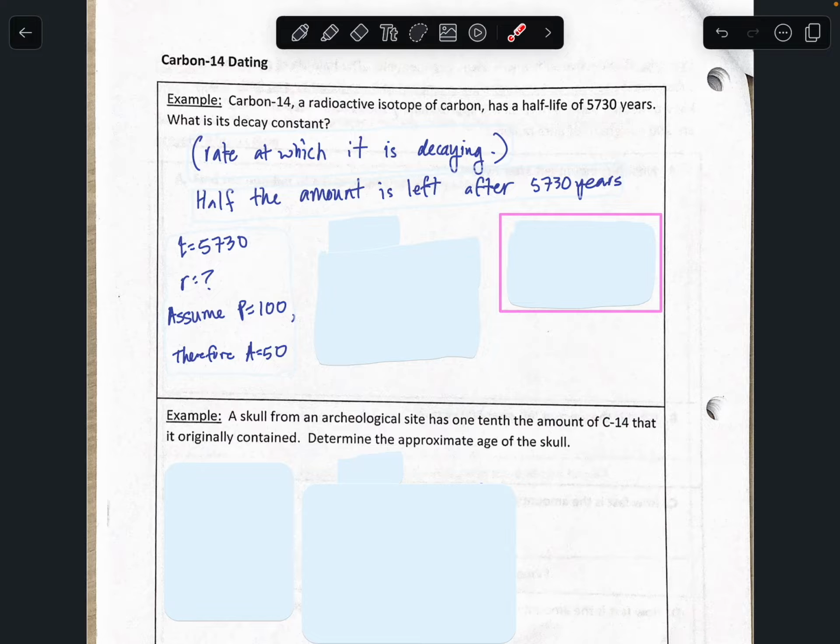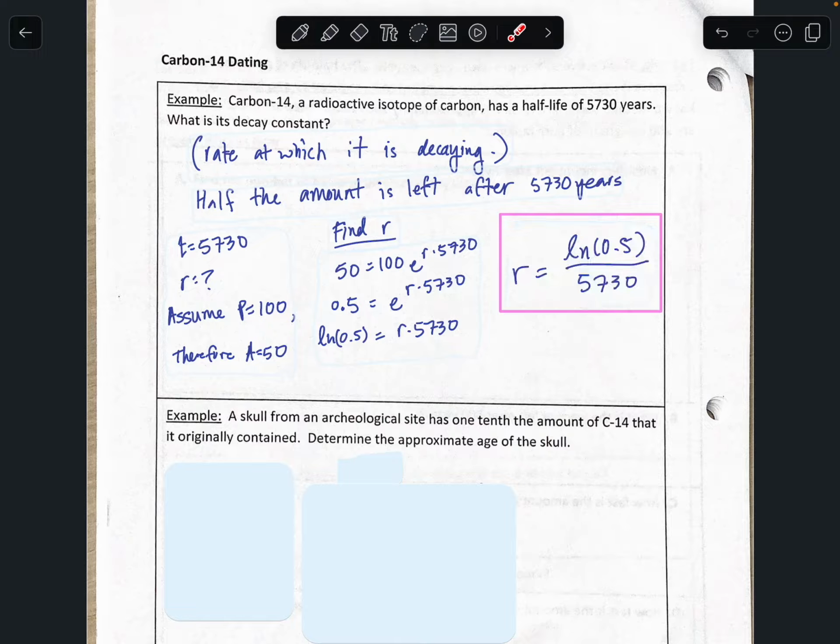So you can do P equals 1,000, but A would have to equal 500. I just use 100 since it's easier. It's like 100%, and after a full half-life, then 50% would be left. That's why A is 50. So we want to find R, the decay constant. We're going to plug in all of our values to find R, and I'm going to leave R as a whole expression instead of a decimal, since it is going to be a very, very small number. So R equals ln of 0.5 over 5,730.